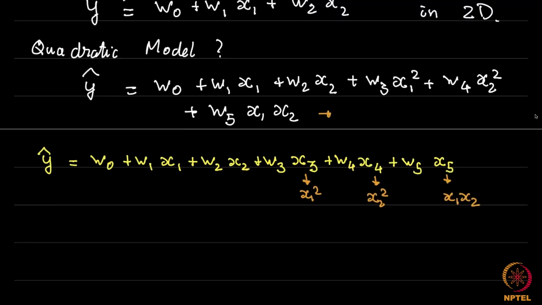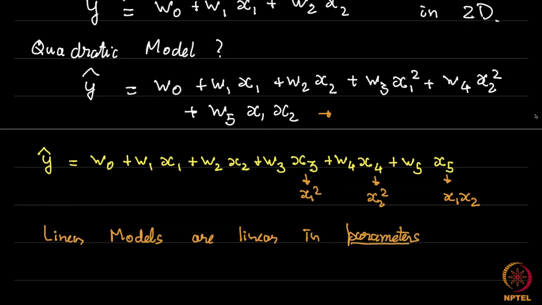The point is, it need not be linear in x. Why? Because these are given data points. The problem we are solving is the problem of solving for w. So all that matters is that linear models are linear in parameters, and not in features or independent variables.